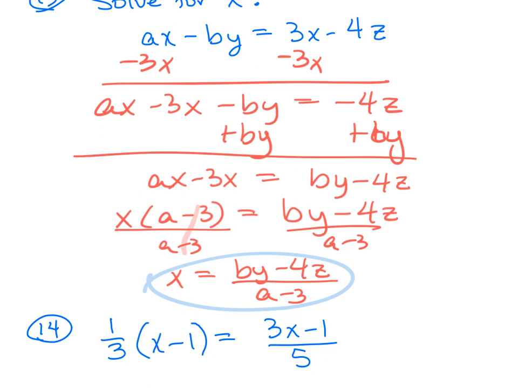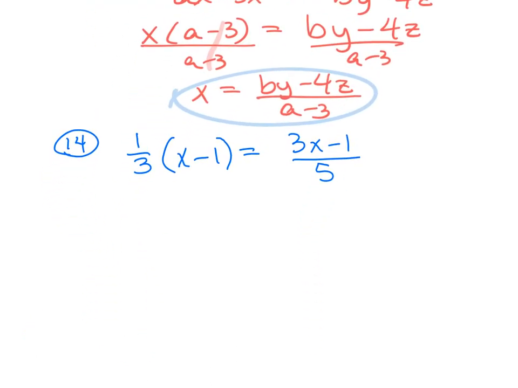Three more problems. Next one, we're just solving for x. Now, if you like fractions, you could distribute and start combining your like terms. I'm going to multiply everything by the common denominator, which is 15, and clear my fraction. Multiply this one by 15 and this one by 15. This will become a 5. This will become a 3.